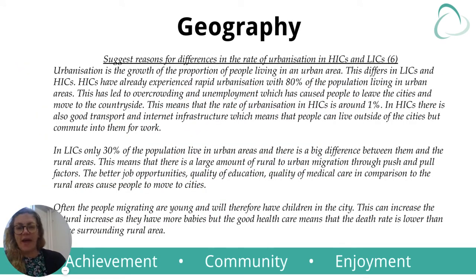So what I've got here is an example answer to a 6-mark question one of the year 11s has just recently done: suggest reasons for differences in the rate of urbanisation in HICs and LICs. An activity that we do quite regularly is I will give them a model answer and we'll unpick how they have got those marks, where they can get those marks and what they can do to improve. So if you'd like to pause here, you can have a quick read through it, and then I'm going to run through how we would unpick this and look at the different AOs.